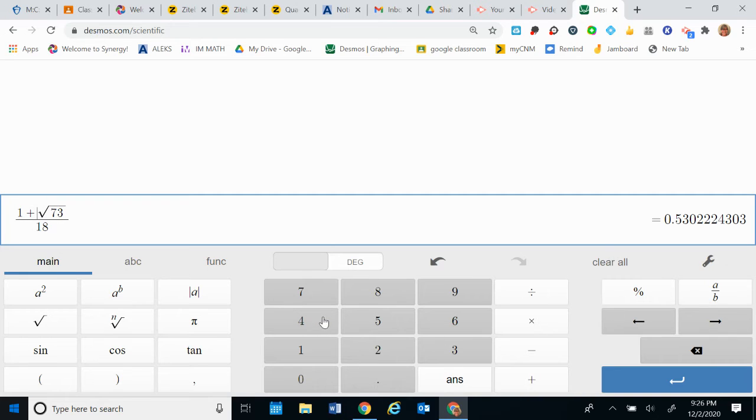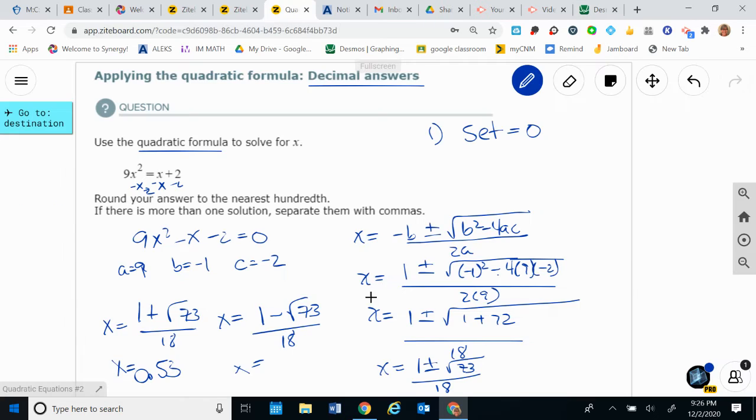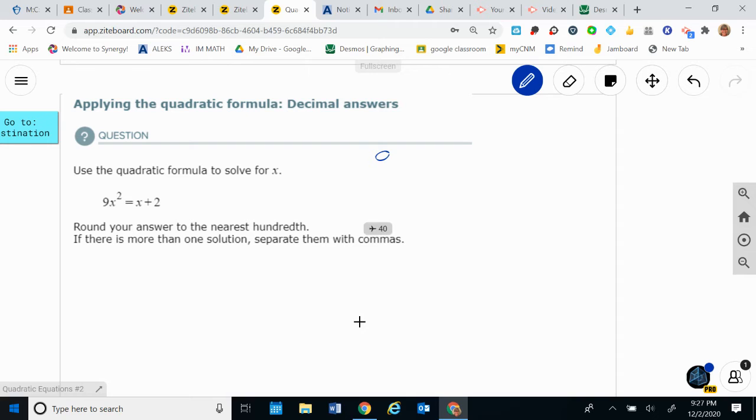So all you have to do is come back here. I love Desmos. Negative 0.42. Okay, negative 0.42. And that's it. Another one.